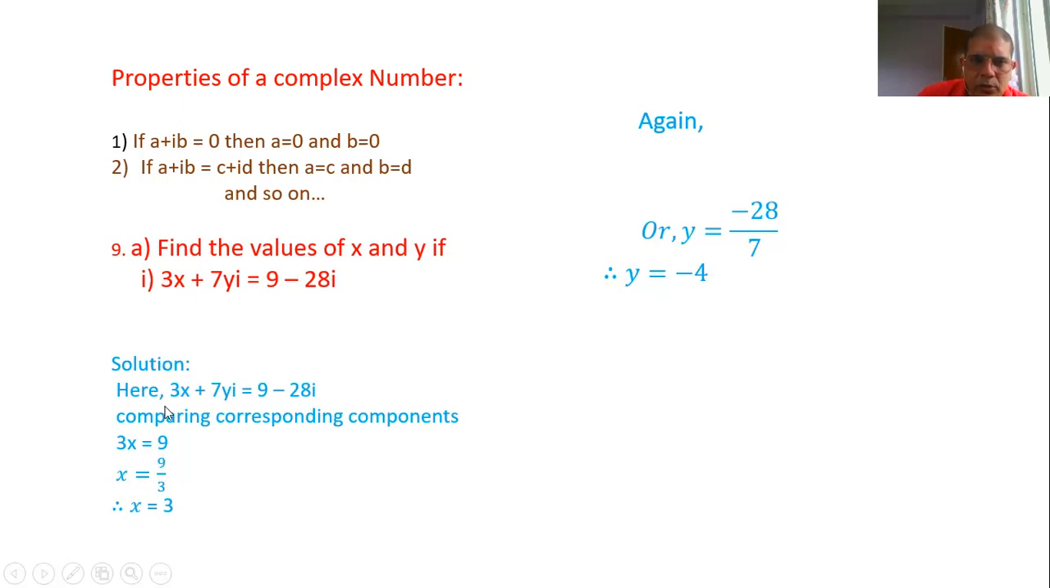So don't forget, you should do 3x is equal to 9. Again, do 7y is equal to minus 28, and now y is equal to minus 28 divided by 7, and y is equal to minus 4. You got x is equal to 3 and y is equal to minus 4. This is your solution of question number 9a.